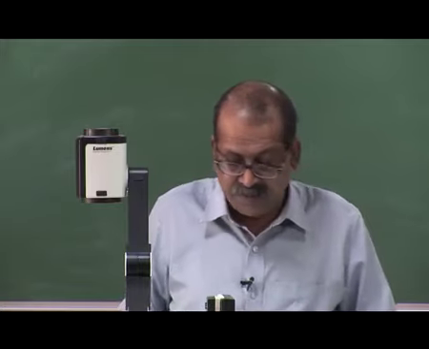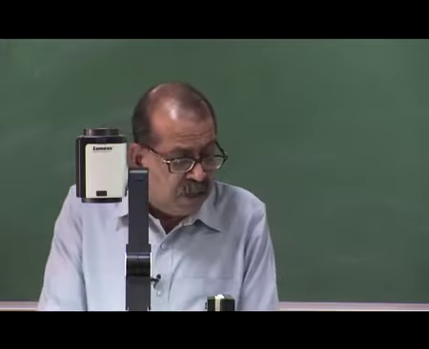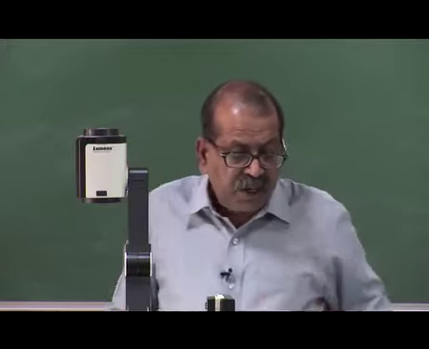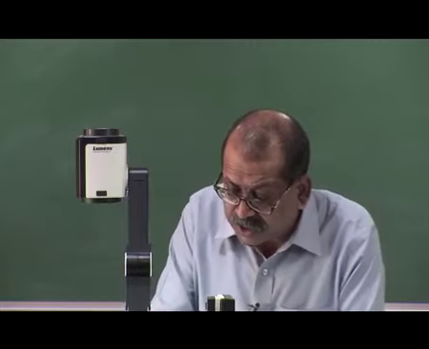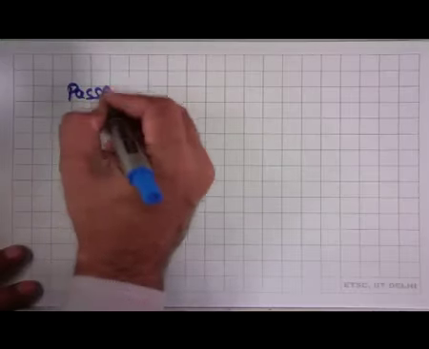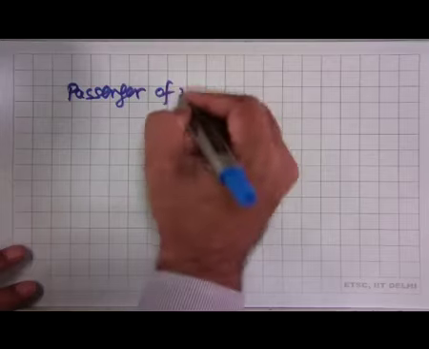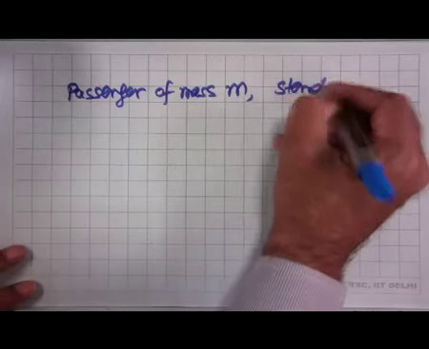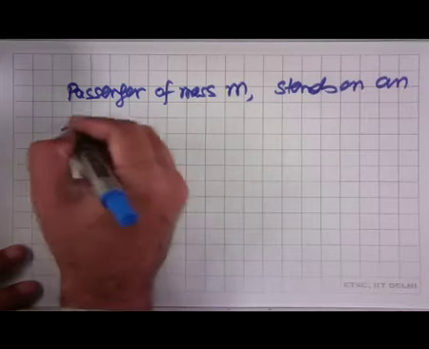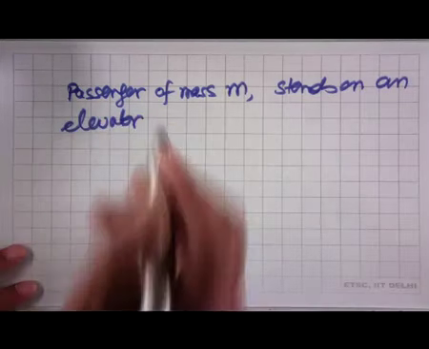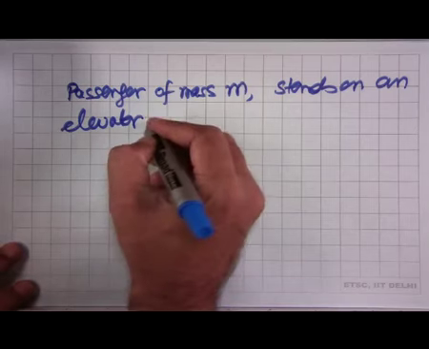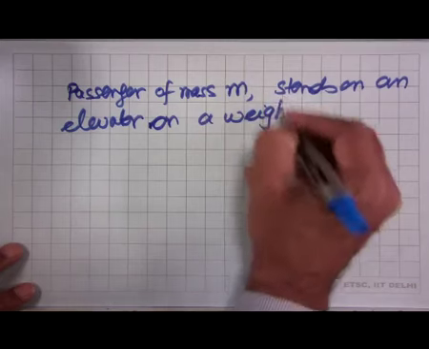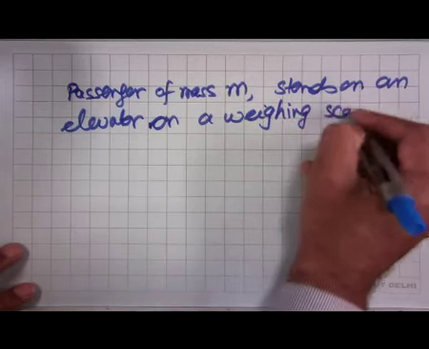With this you can then work out the problems. Okay. This was a very straightforward case, but let us now take a second case of a passenger of mass m who stands on an elevator on a weighing scale.